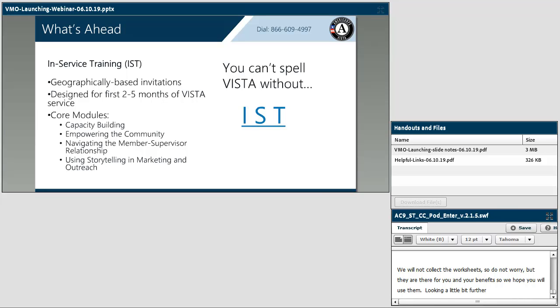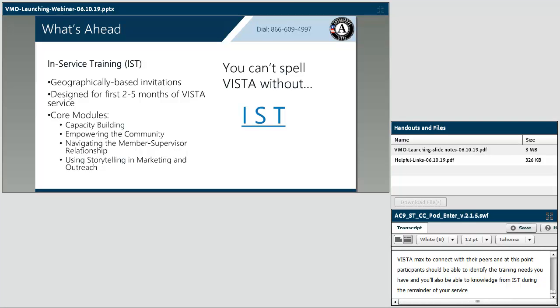And looking a little bit further into the future, VISTA offers an in-service training, or IST, to members that are early in their service terms, typically between months 2 through 5 of service. IST addresses common training needs among VISTA members. It provides an environment for VISTA members to discuss their projects and ask questions in person. It also offers a forum for VISTAs to connect with their peers. And at this point in your service, participants should be able to identify the training needs that you have, and you'll also be able to apply knowledge from IST during the remainder of your service term.